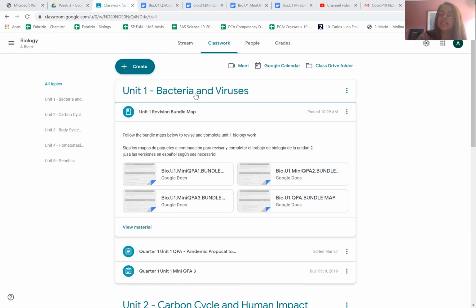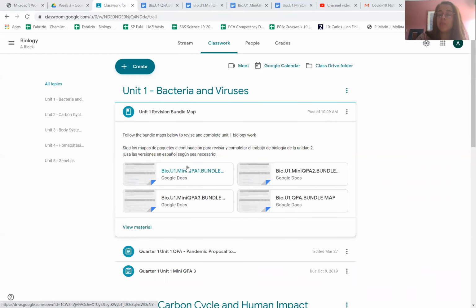This unit is on what is a cell, and bacteria and viruses. So it's actually really relevant to what is going on in the world today, because your final QPA and mini QPA 3 are going to be all about researching some sort of pandemic. And yes, you can choose COVID if that's something that you so choose. It's something that we all know about if you're watching the news or talking to your friends. So being able to find the facts about this viral infection is going to be really important.